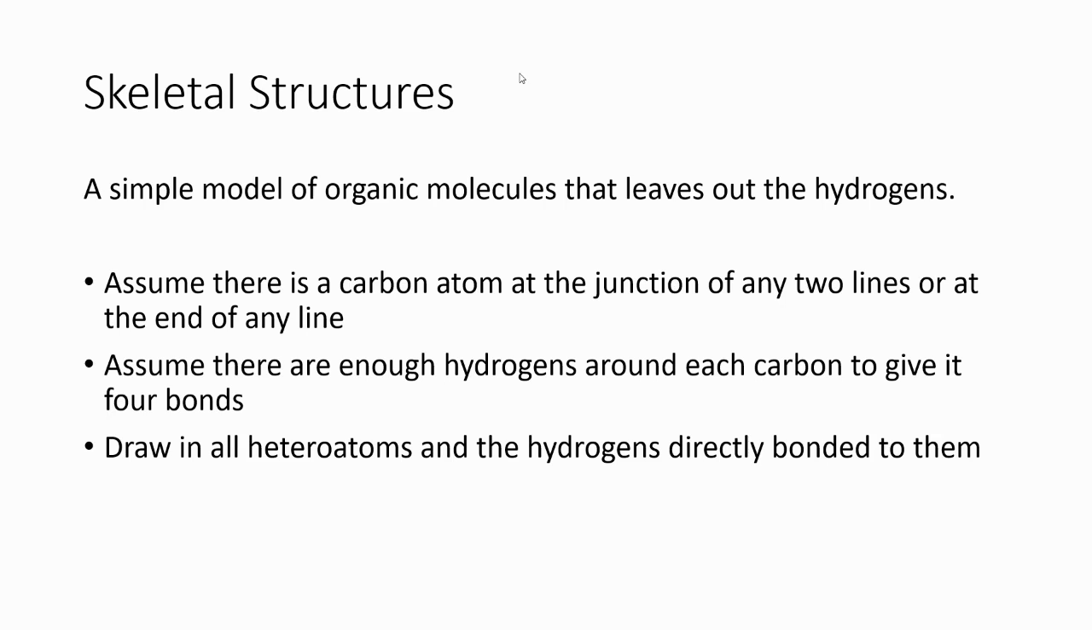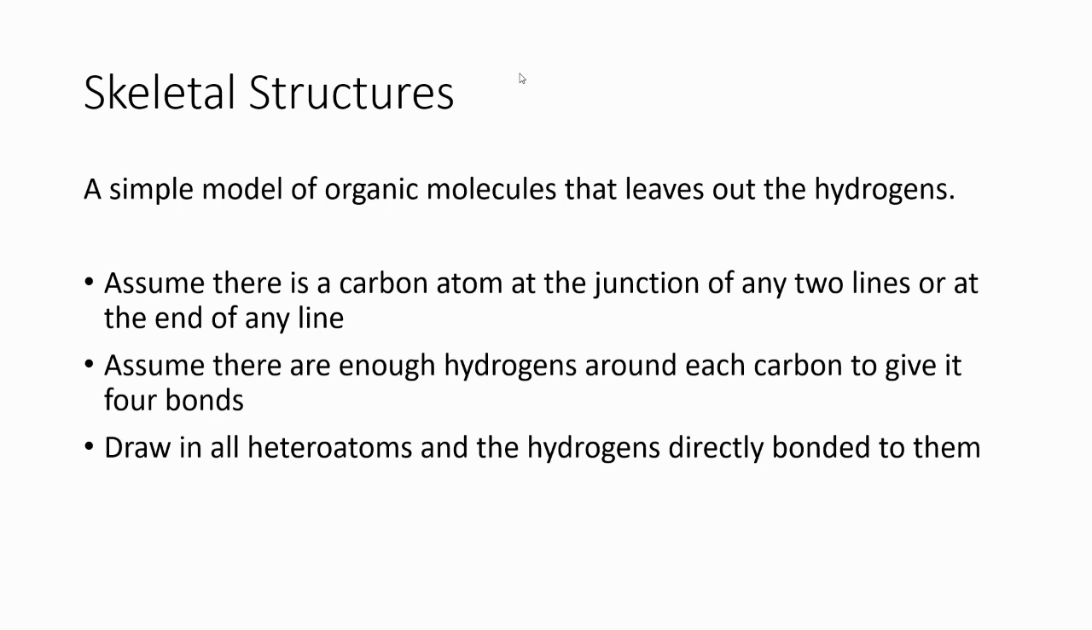A skeletal structure is just a simplified model of an organic compound, and we leave out the hydrogens. We also leave out the carbons. Every time we draw a corner, that's a carbon. When we look at some examples, I think that will make more sense. We're going to assume there's a carbon atom at the junction of any two lines. If the lines cross, there's a carbon in the middle, or if there's a corner. Corners and where the lines cross are carbons.